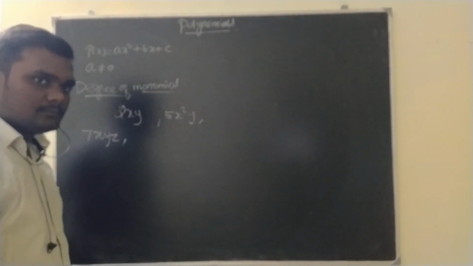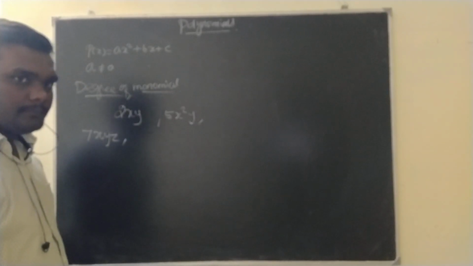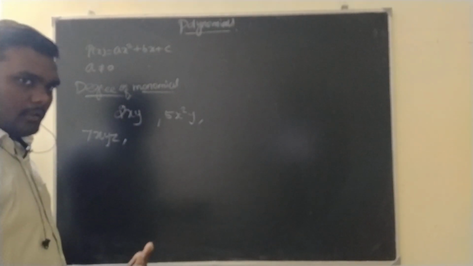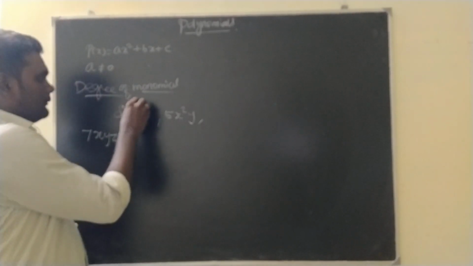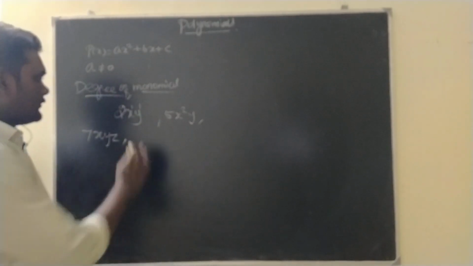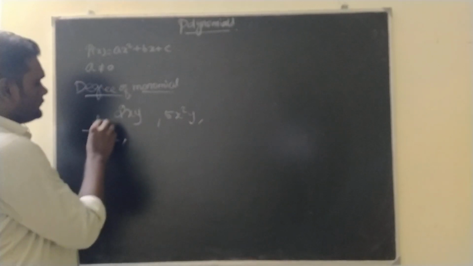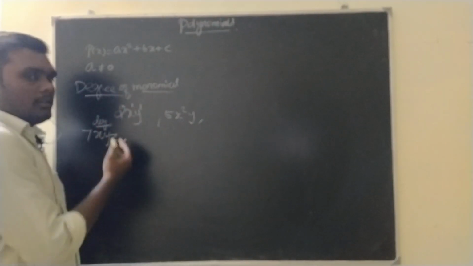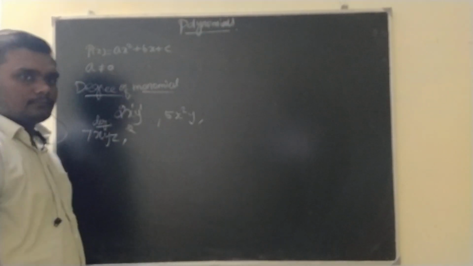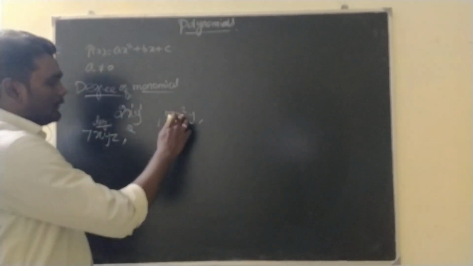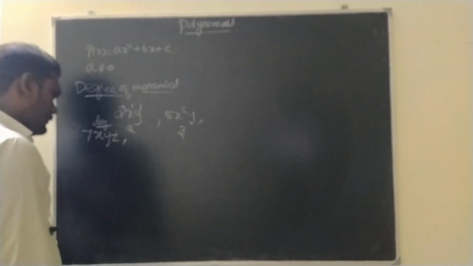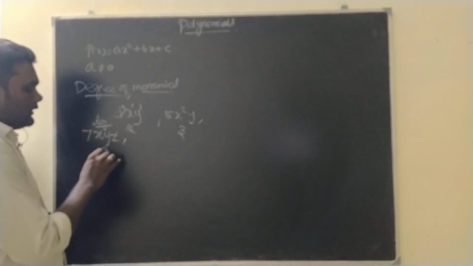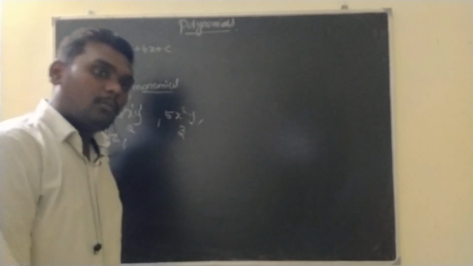You know, the sum of, do you know? Sum of the powers of all the variables. So the degree of this: here power 1, here power 1, 1 plus 1, that is 2. And this: here power 2, there power 1, so 3. Here 3 variables, each has power 1, so we call the degree 3. This is the degree of a monomial.